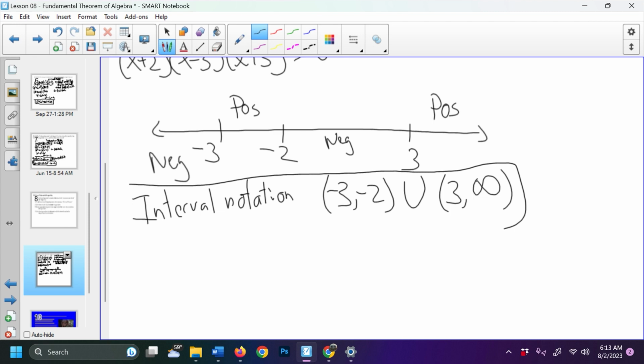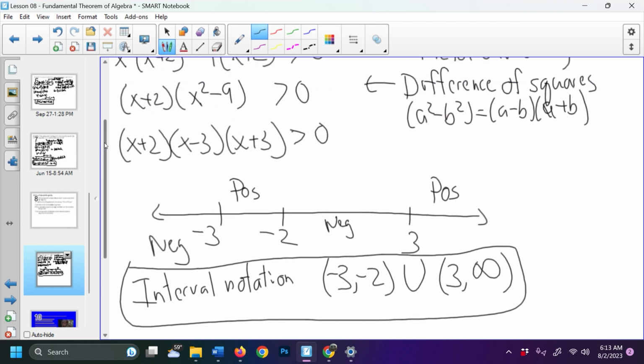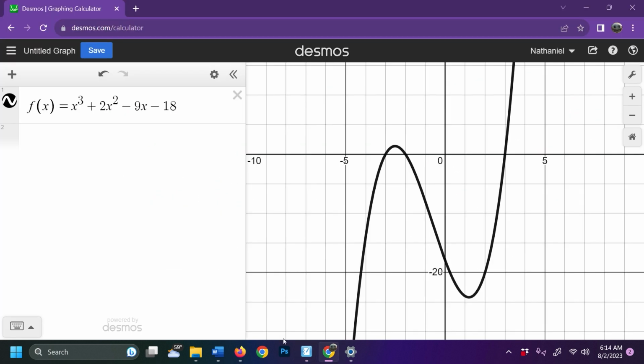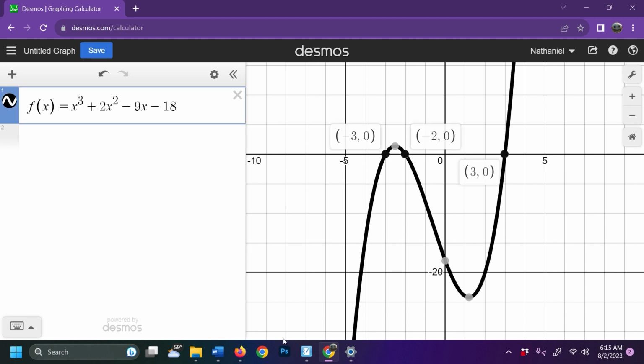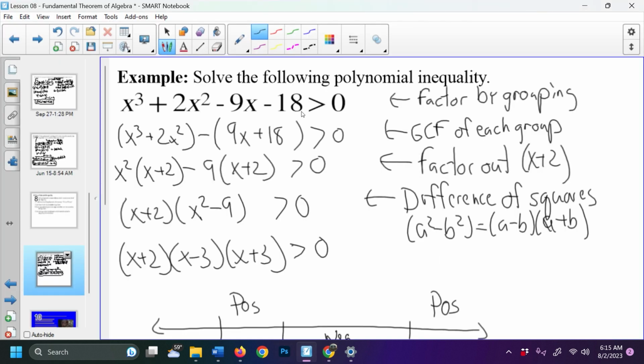Now, we can use a graphing calculator to help us do that. Let's type in the original function. So here is the original function, and we can see that we did find the correct zeros, but this is a function and this is an inequality. This is asking us to find the x values where this graph is greater than 0.